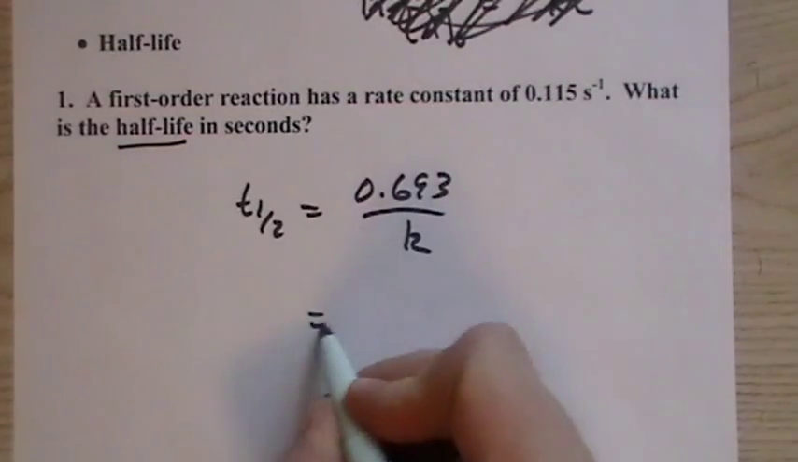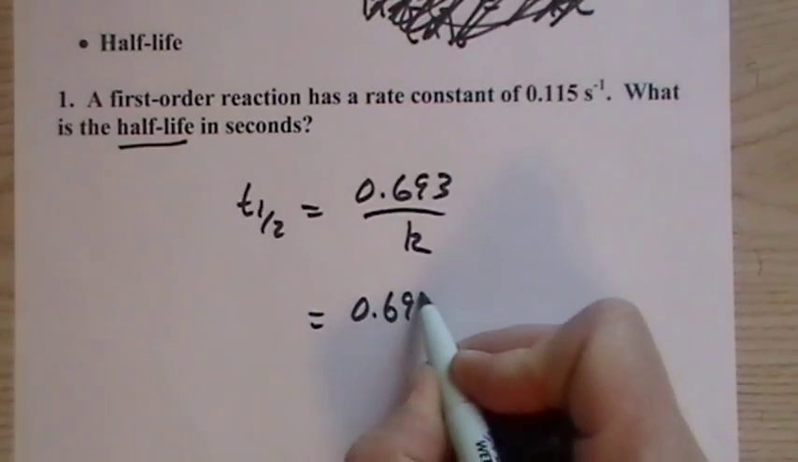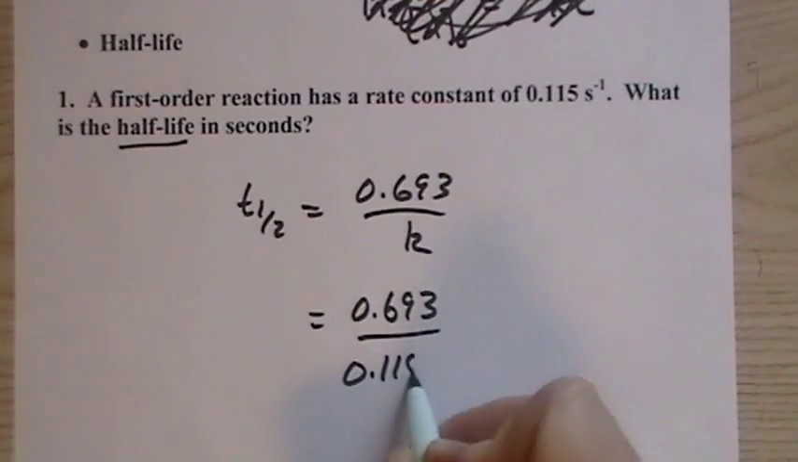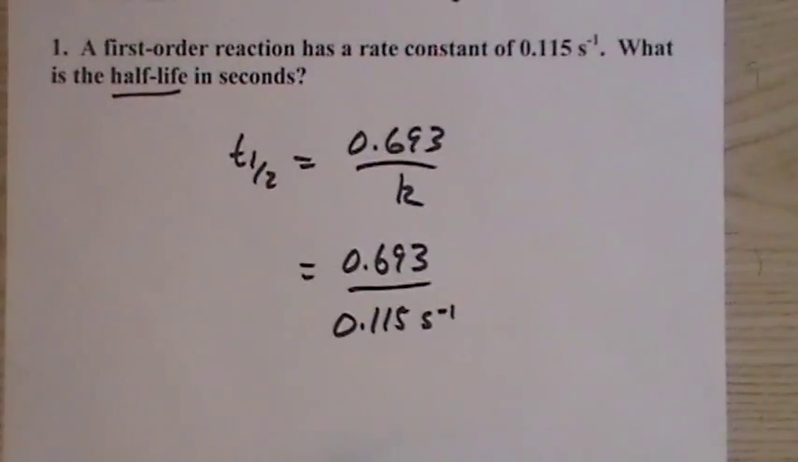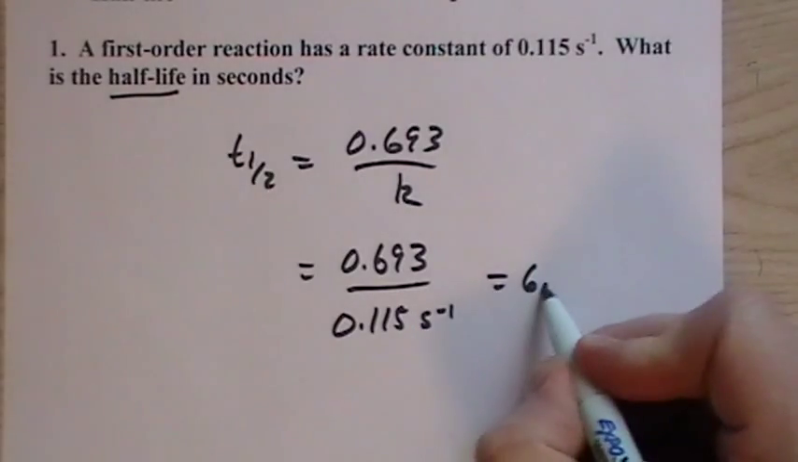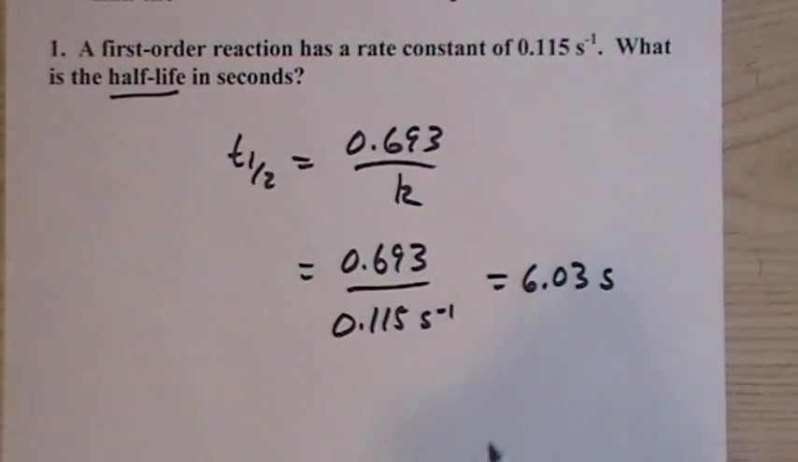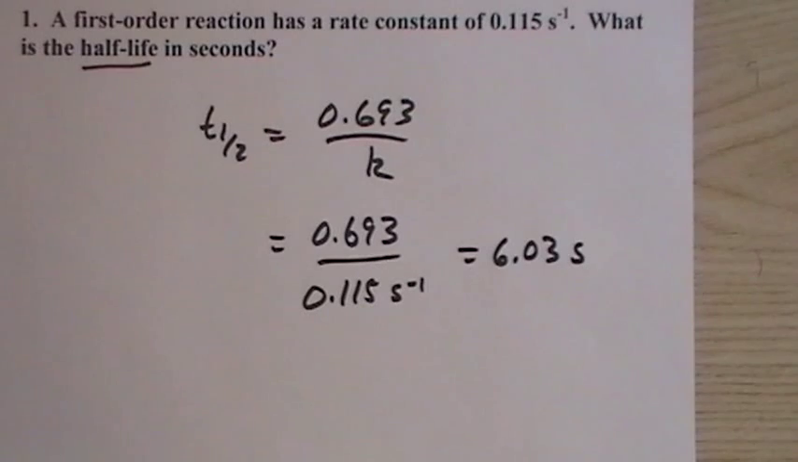We know the rate constant, so we have 0.693. We see that we have 1 over seconds, so we have seconds when we're done. So that makes sense. And we end up with 6.03 seconds as our half-life. So after 6.03 seconds, half of our sample is gone. After another 6.03 seconds, another half is gone, or we're down to 25%. So that's our half-life. Not much more that we can do here.